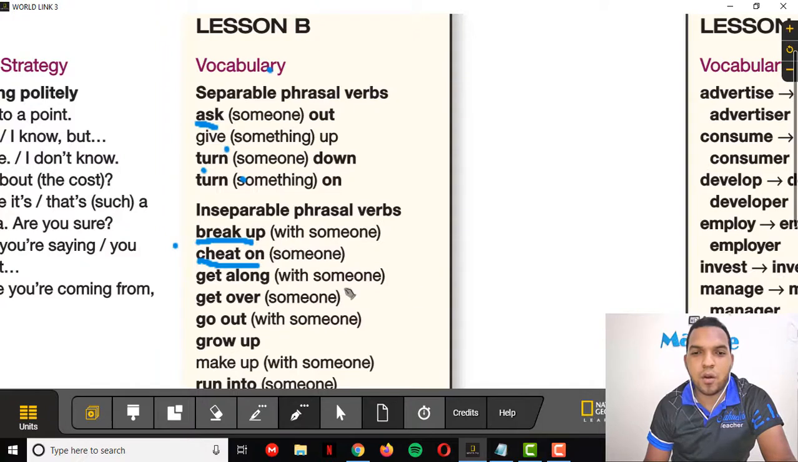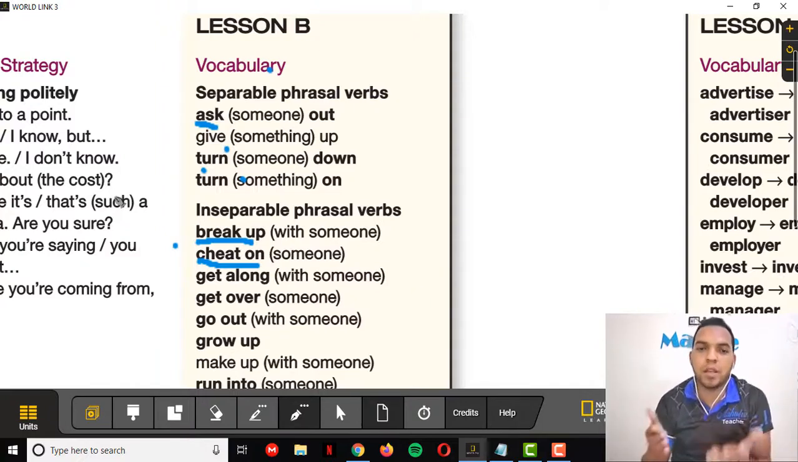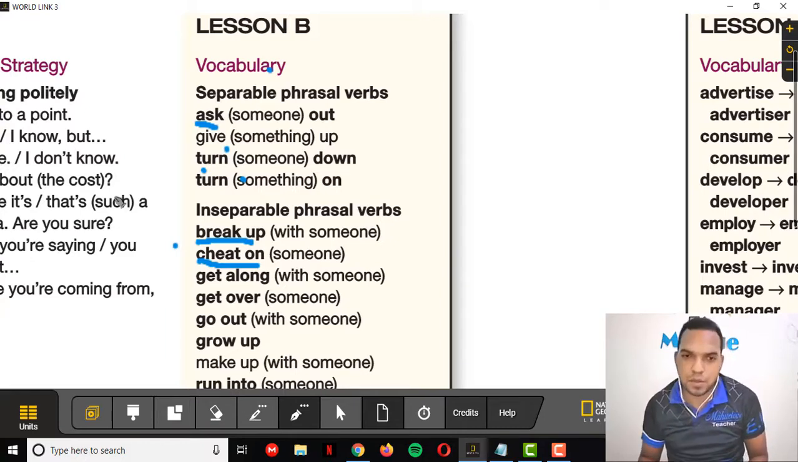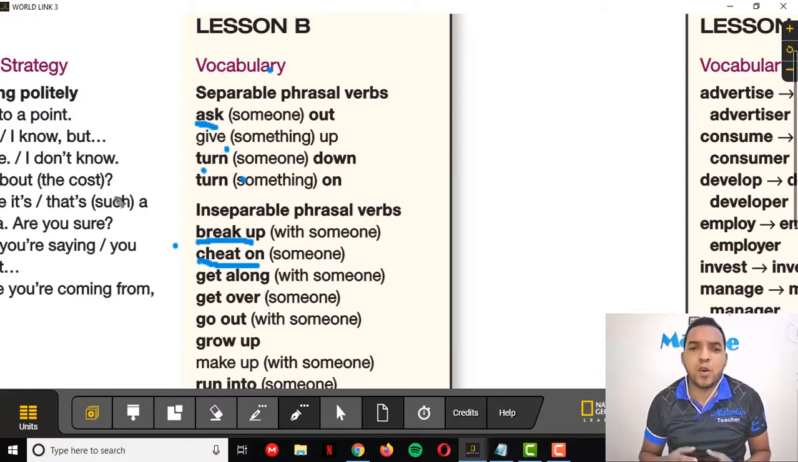Next one is get along with someone. When you get along, you have really good behavior with that person. Okay, so when we get along, it means that you understand each other. If you want to have a girlfriend or a boyfriend, you need to get along. All right, really good. You need to get along with them.